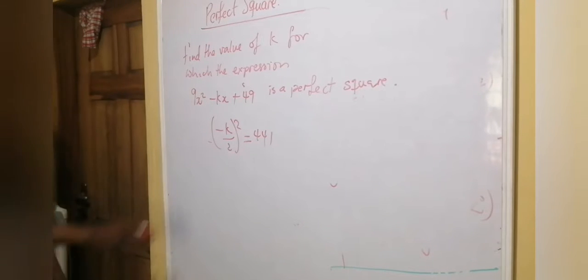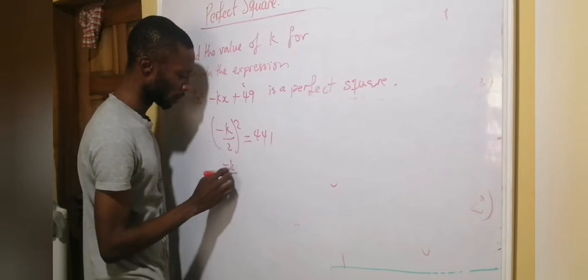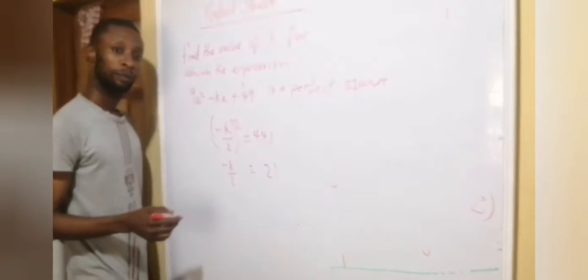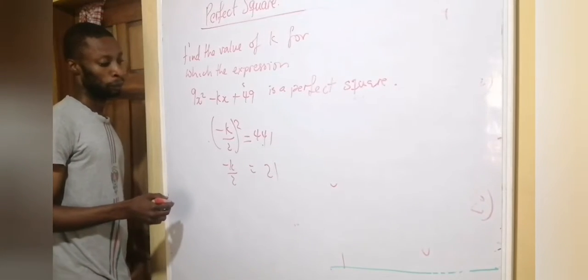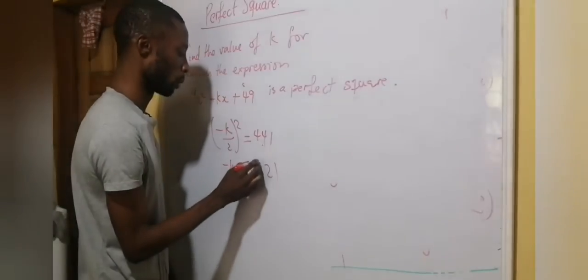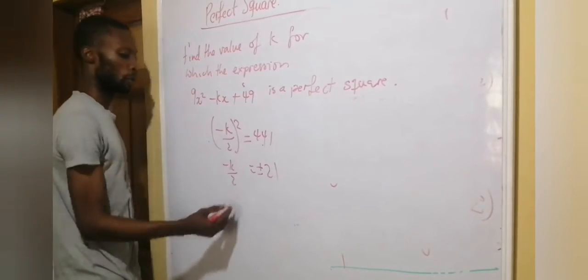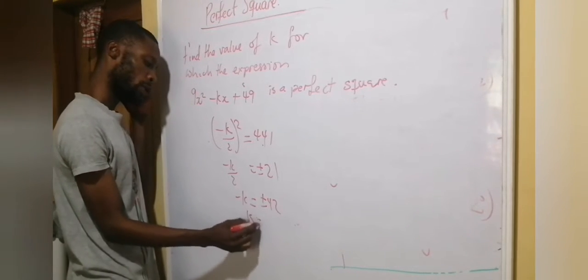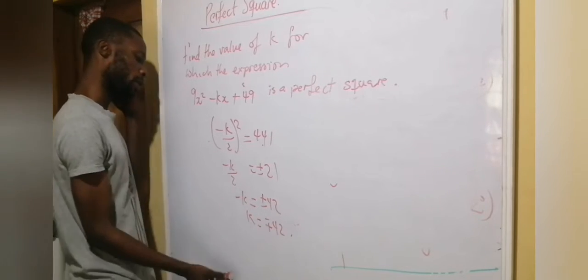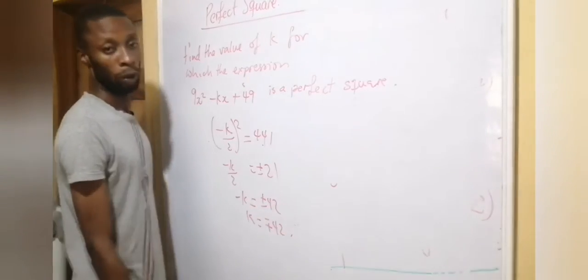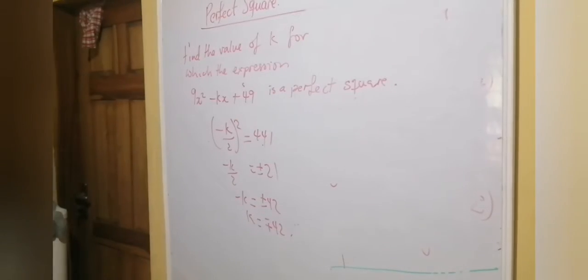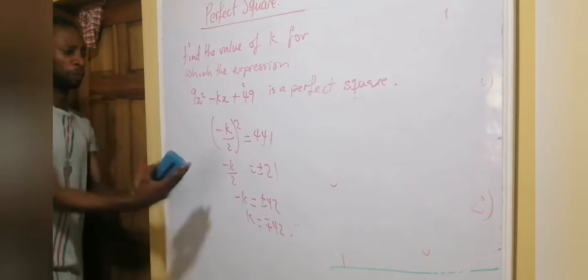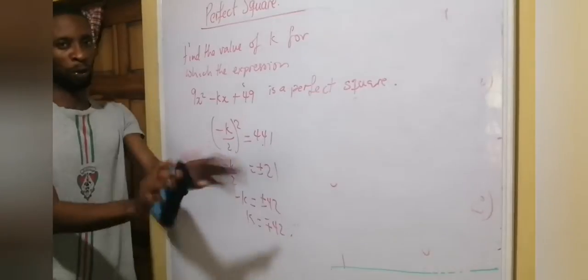Okay, so we find the square root of both sides. You have minus k over 2. The square root of 441 is 21. So plus or minus. So multiply by 2, you have minus k equals plus or minus 42. So k is minus or plus 42. So k can be 42 or minus 42. So it's very, very simple. If you want to make something a perfect square, that's where you double it.